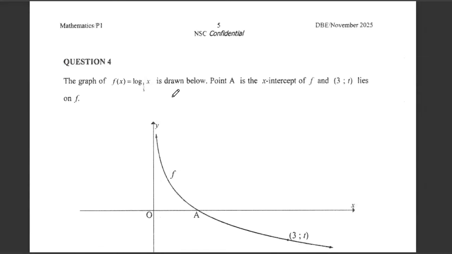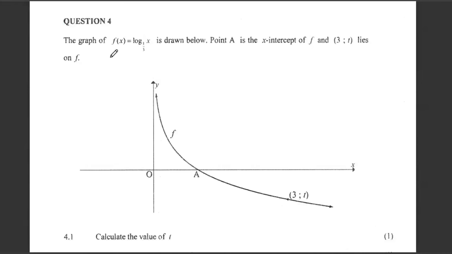Okay, question number 4, which is the functions. They're telling us that the graph of f of x is given as log base 1 over 3 of x. Okay, it's drawn for us. And then point A, with 3 and t, lies on the graph of f.